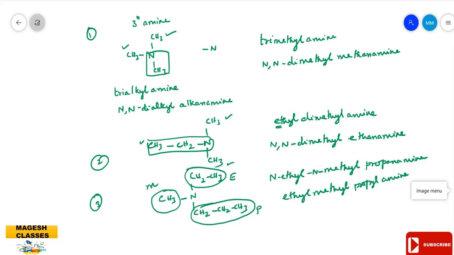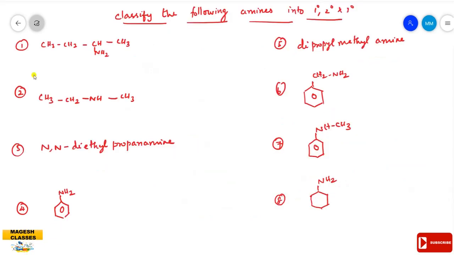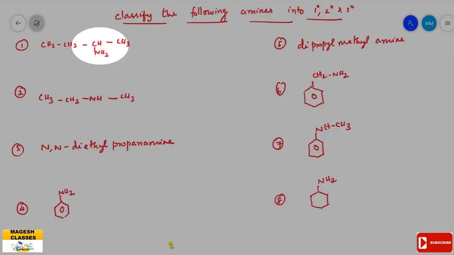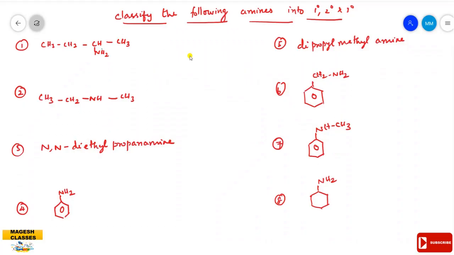Let us see some practice questions. The question is: classify the following amines into primary, secondary, and tertiary amines. Here there is a trick to find out the primary, secondary, and tertiary amine from the name and formula. First one, this is an amine which consists of the characteristic group. What is that? The nitrogen with 2 hydrogen atoms present. The characteristic group is NH2. So if NH2 is present, the amine is primary.